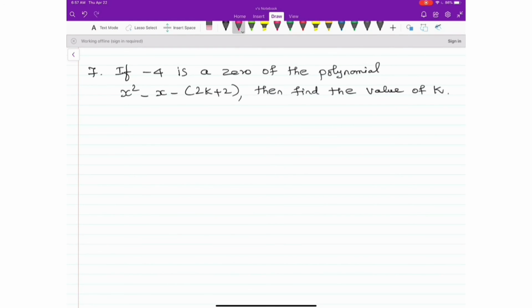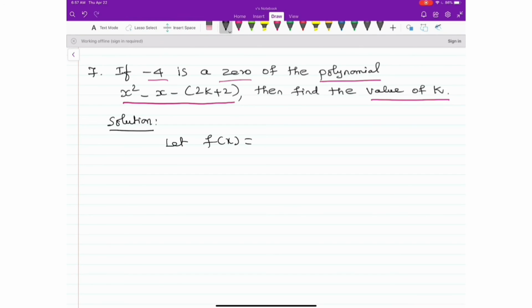Now, 7th question. If minus 4 is the 0 of the polynomial x square minus x minus of 2k plus 2, then find the value of k. This is similar to the previous question what we did in today's class. Now let us do this solution. Since the given polynomial is in x, I can make the assumption as let f of x is equal to x square minus x minus of 2k plus 2.